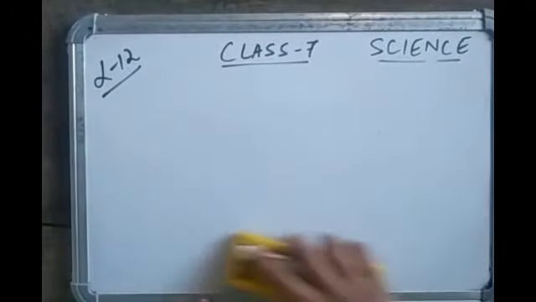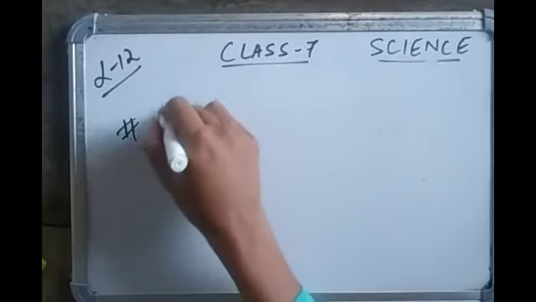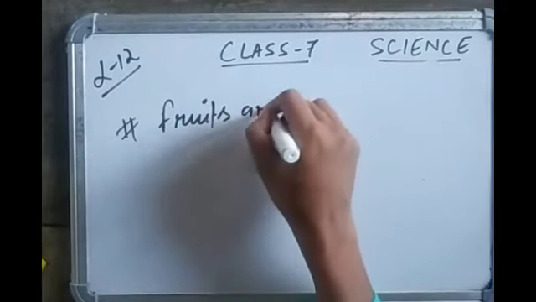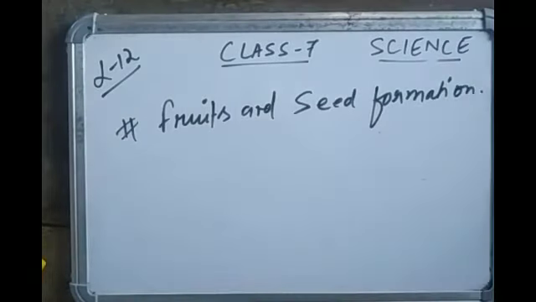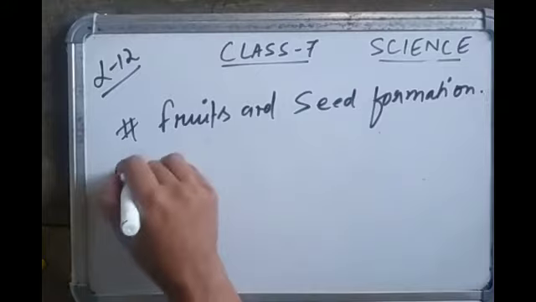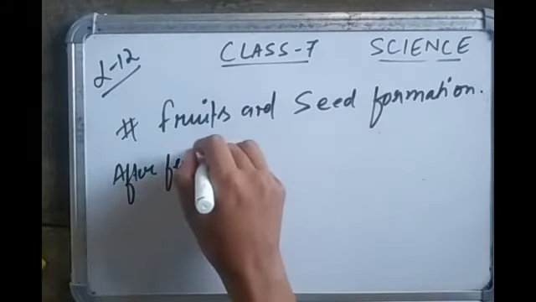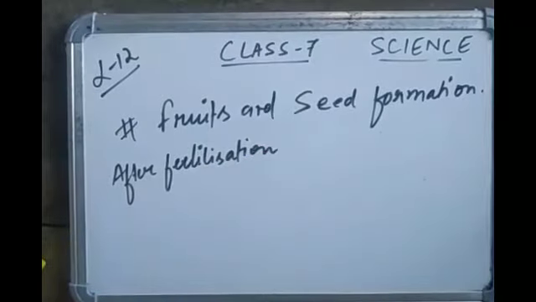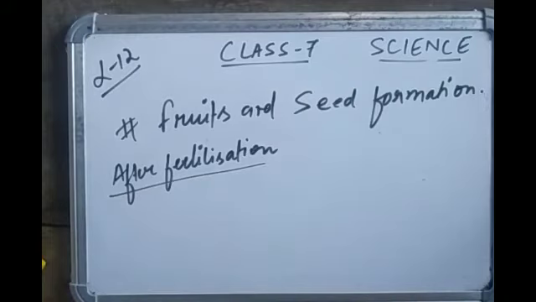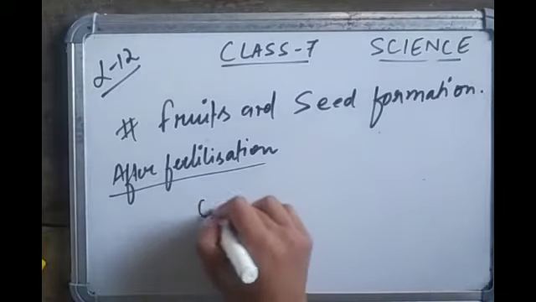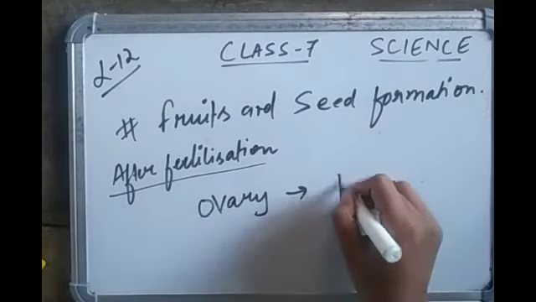So the third topic is fruits and seed formation. After fertilization, the ovary grows into a fruit. In fertilization, the male gametes fuse with the female gametes to form a zygote, which then becomes an embryo.